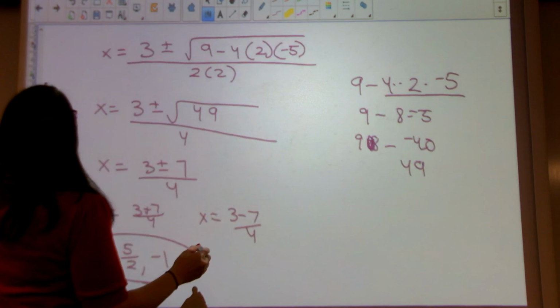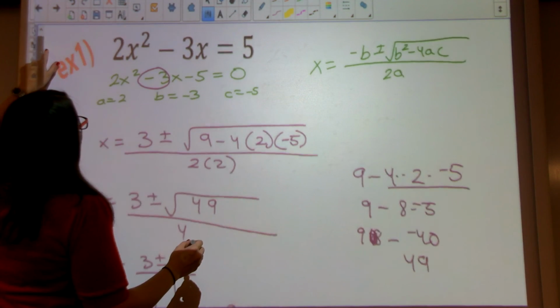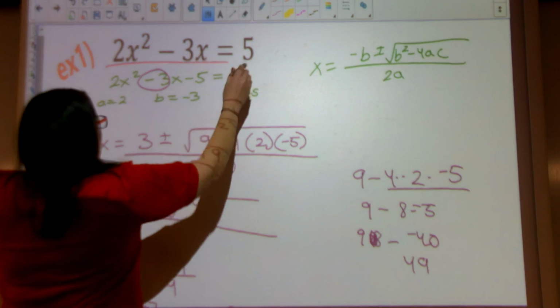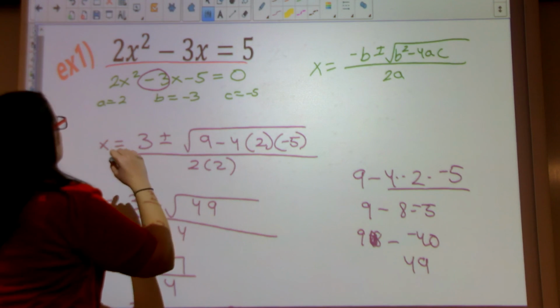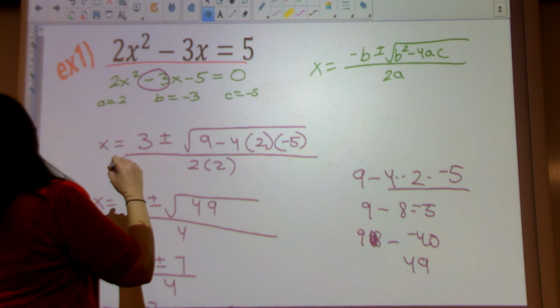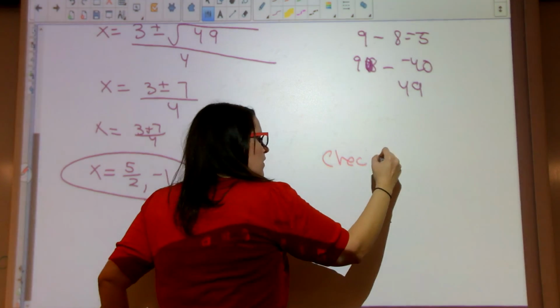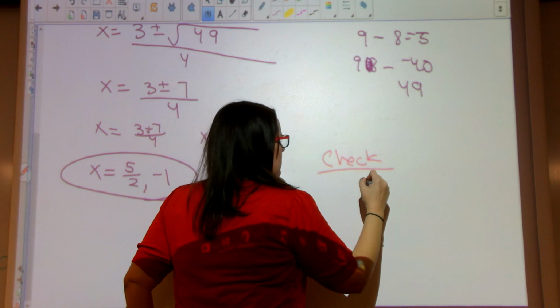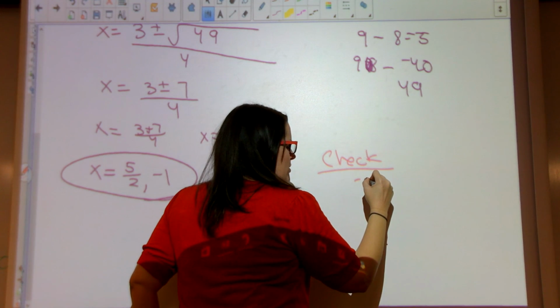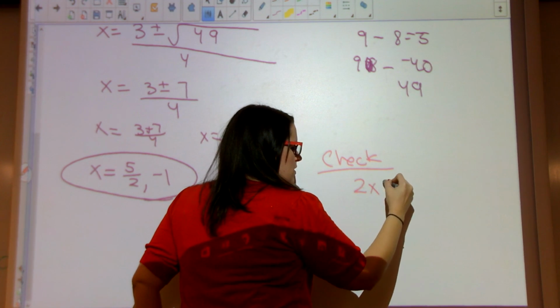Let's check one of them. If I can scroll up here. So let's check one of them by plugging it in. Let's take the easier one. Let's check the negative 1. If I can scroll down. So what was it? Help me out. Was it 2x squared?